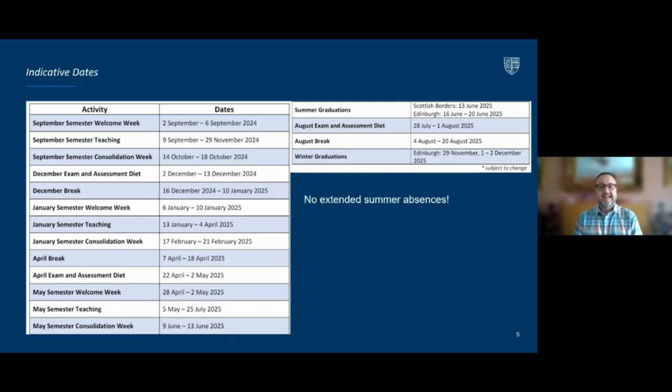But indicative dates look something like this. This is the calendar for this coming year. As you can see, there's a welcome week, which runs from Monday, the 2nd of September to Friday, the 6th of September. There are lots of activities that week. We get people signed up to student societies. You meet the rest of your student cohort. You find out about your teaching timetable or your lecture and seminar timetable.